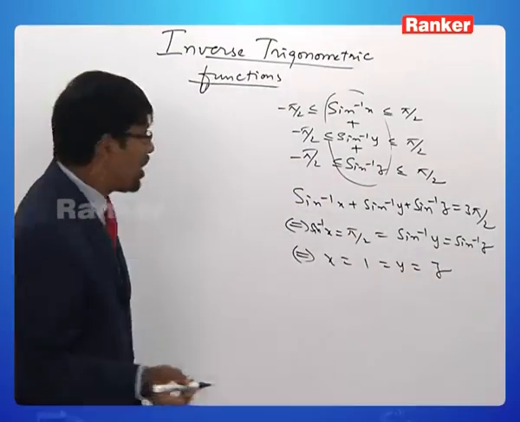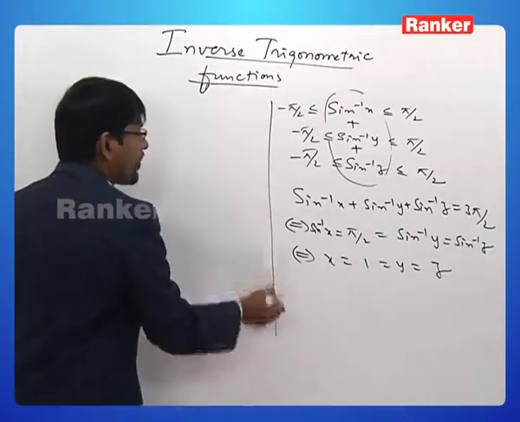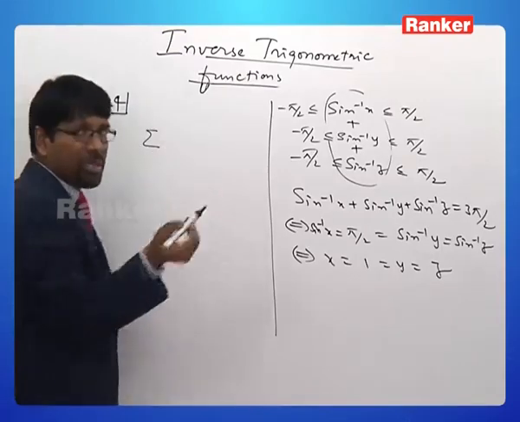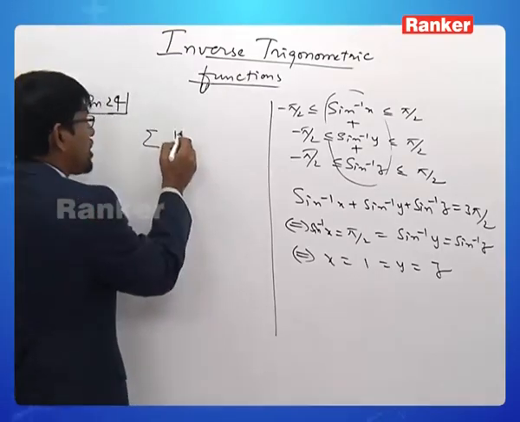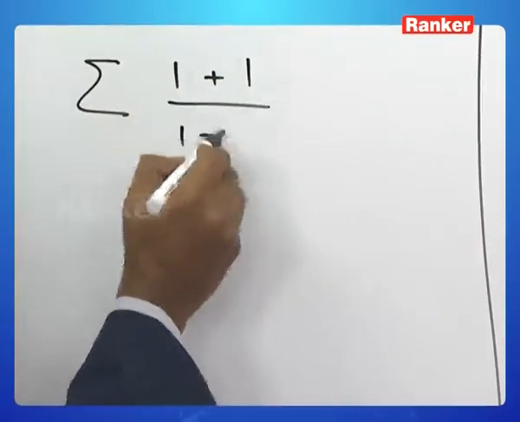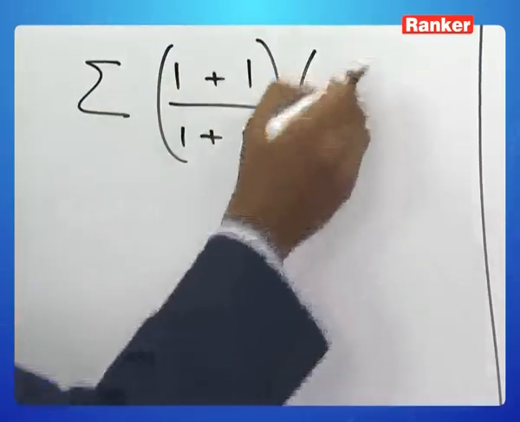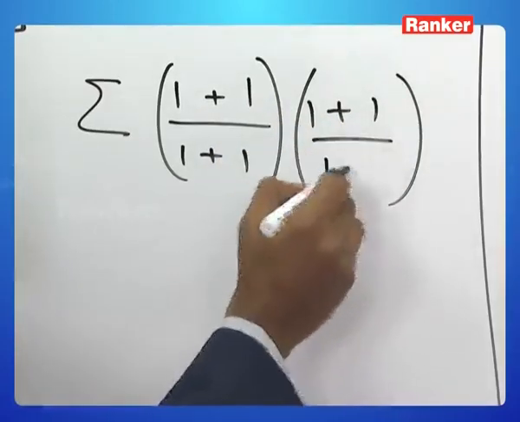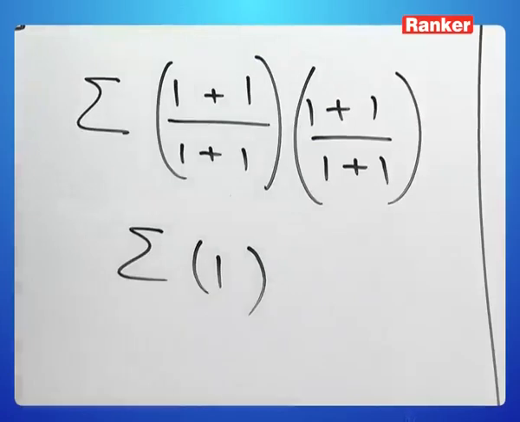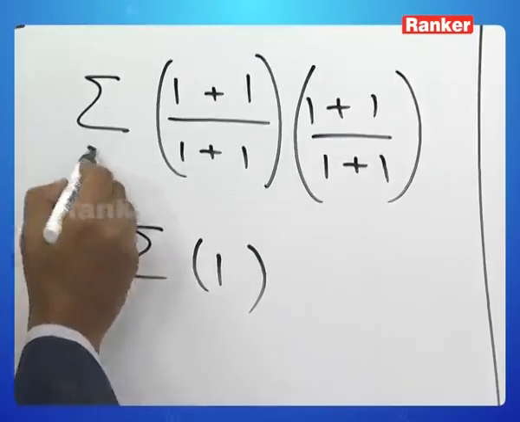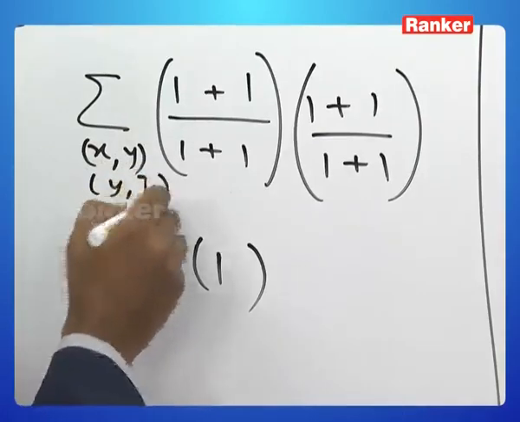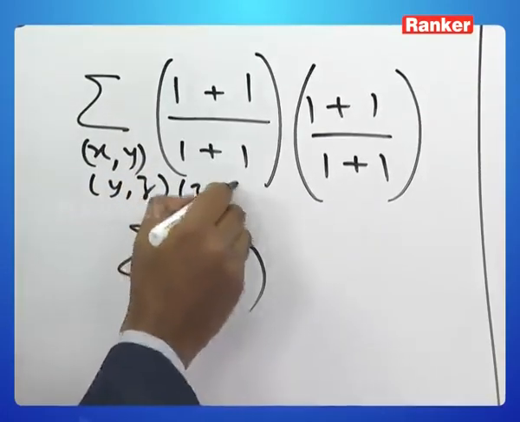So clearly the summation is now going to be sigma of 1 power something, that is 1, plus 1 power something, that is again 1, and then again I have 1 plus 1 by 1 plus 1, that turns out to be 1, sigma of 1. How many terms are being taken here? XY combination, YZ combination, ZX combination. We have three such combinations here.